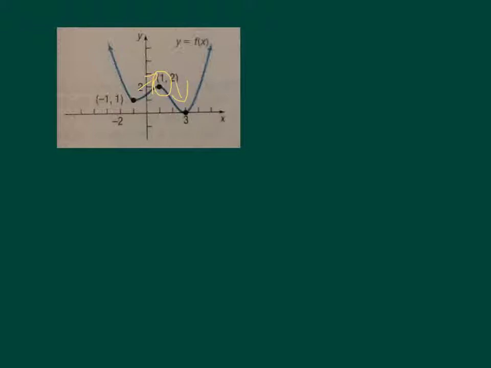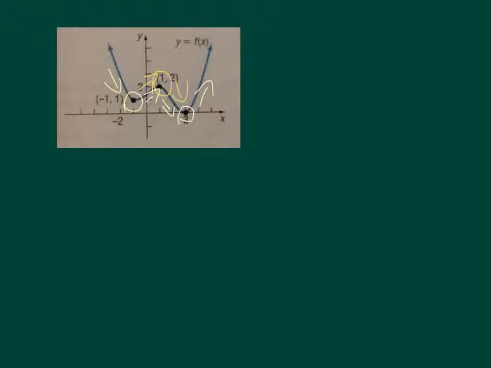What else? Does it have any local minimums? And again, yes it does. Here's one, and here's another one. To the left of the local minimums, it is decreasing, and to the right of it, it is increasing.